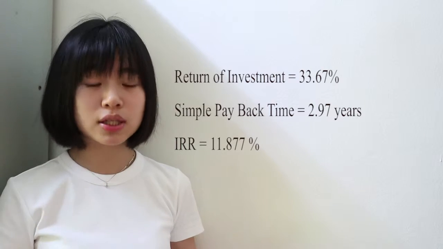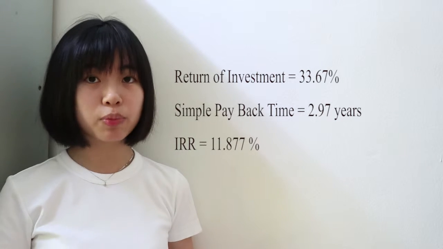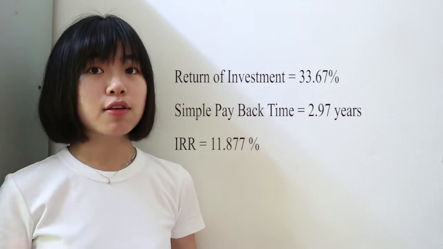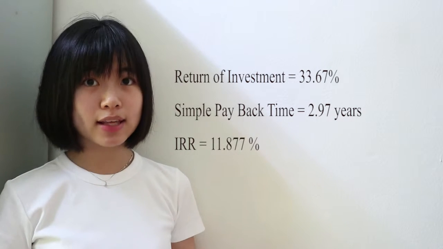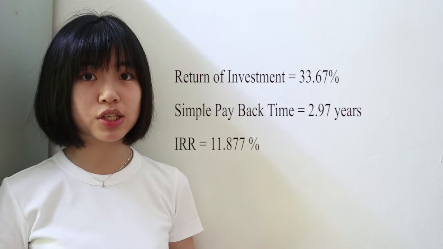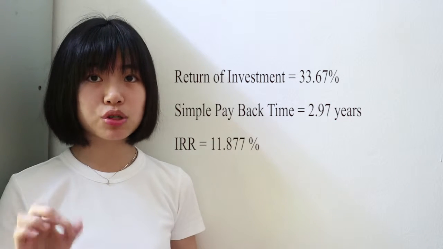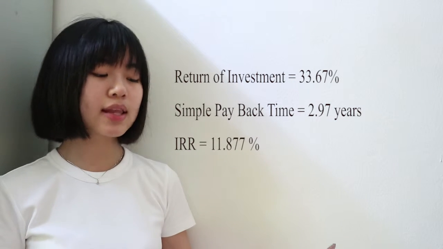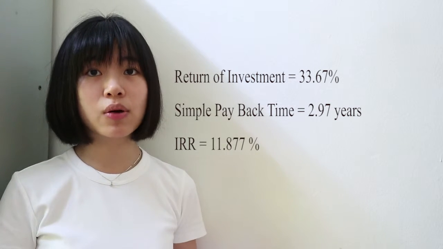So by calculating our plant design, our return of investment is 33.67%, and our simple payback time is 2.97 years, meaning that if the investor invests 100,000 ringgit Malaysia, he can get back 33.67 thousand ringgit Malaysia as a return of investment. And then our simple payback time is around 3 years. And our IRR is 11.87%, which is quite reasonable.